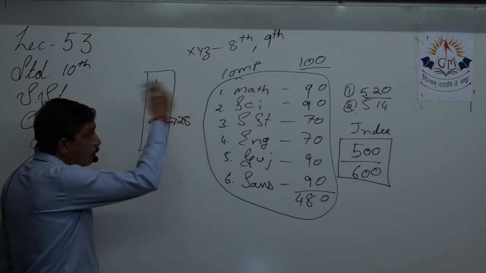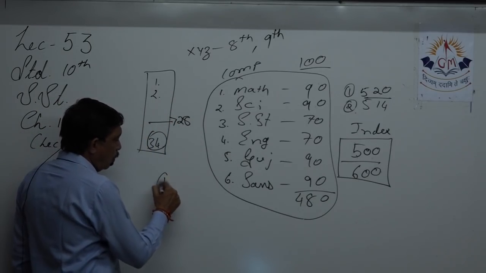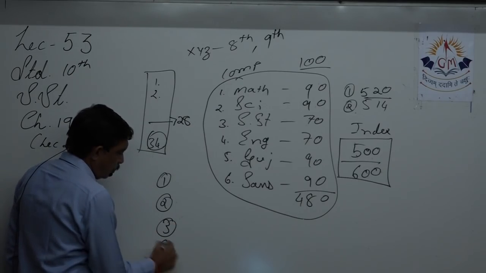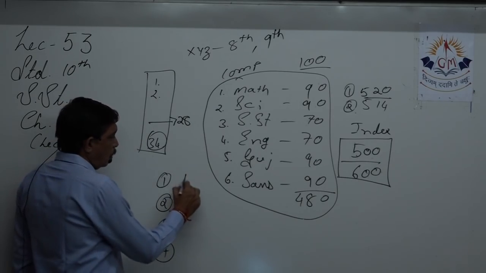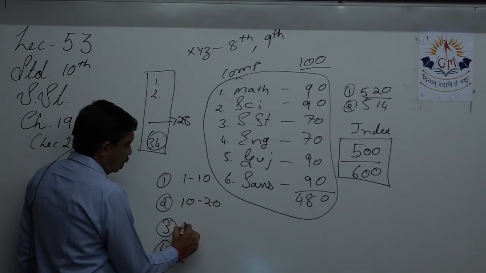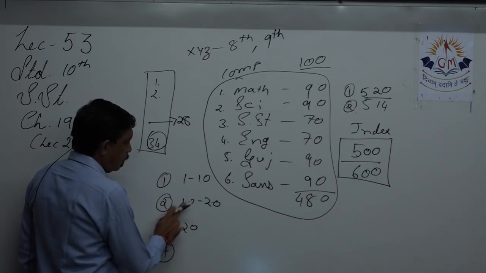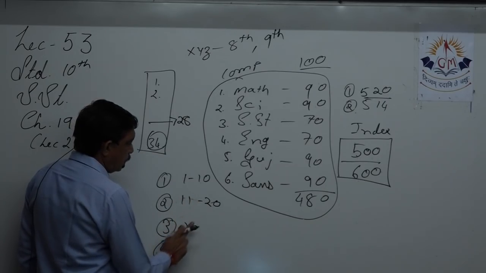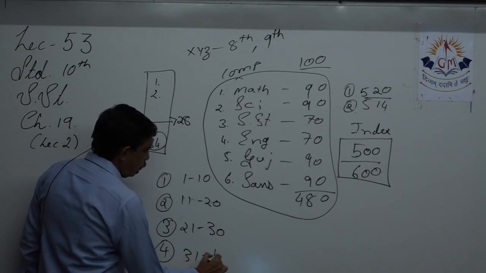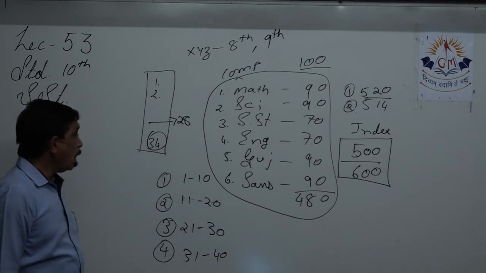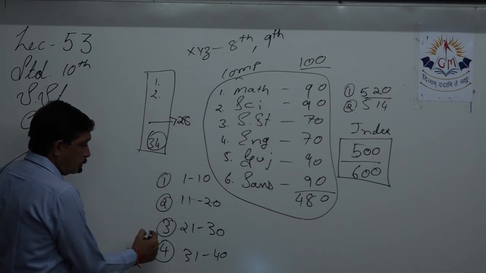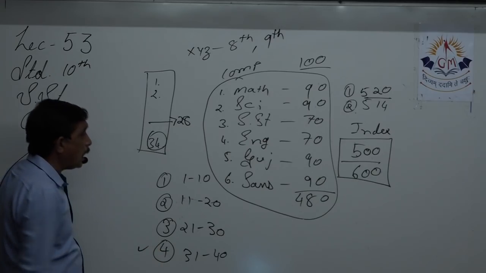The whole of the class is divided into four tiers, 1, 2, 3, and 4. First tier mein kaun aayega? 1 to 10, then 11 to 20, 21 to 30, 31 to 40. Earlier you stood over here, your ranking was in this last one.